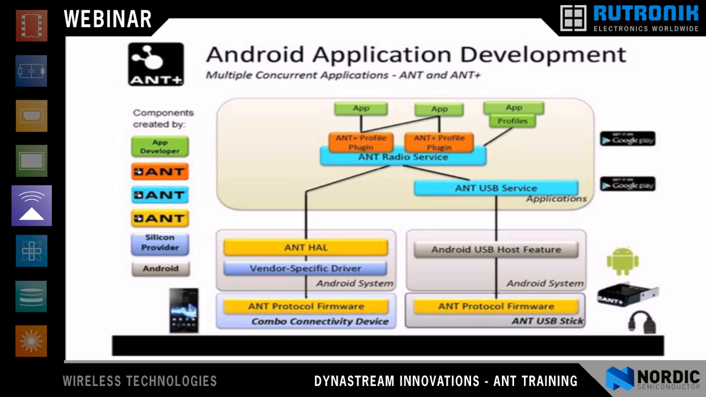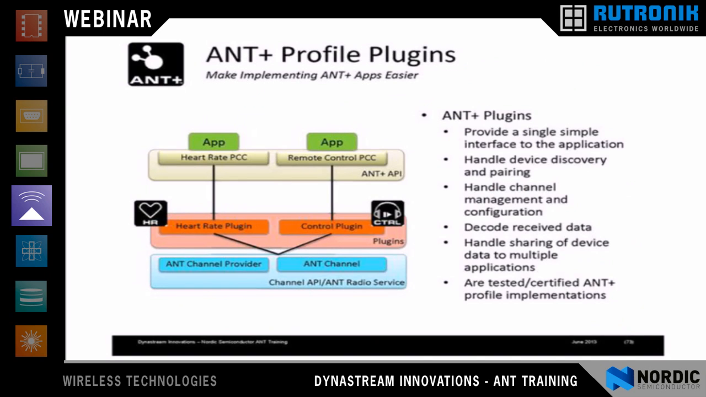Those of you that are in the Android world, we have full sets of plugins for all of the ANT+ device profiles. We have an ANT USB service that you can connect with an OTG cable to any cell phone that's got Android 4.1 or higher. As I said, many of the new cell phones that are coming out have ANT built in, so that ANT service is already built in, but you can download the service for a non-built-in phone from Google Play.